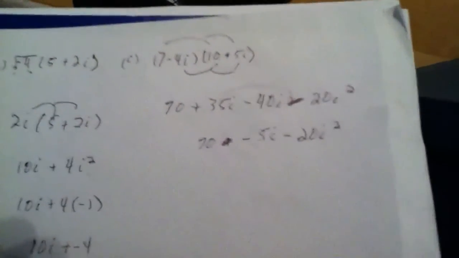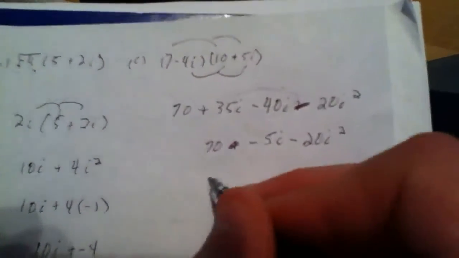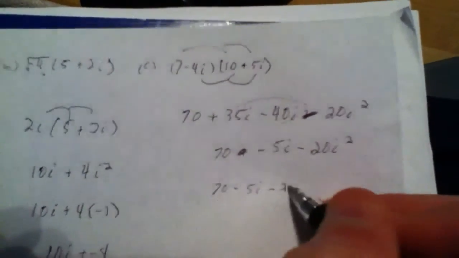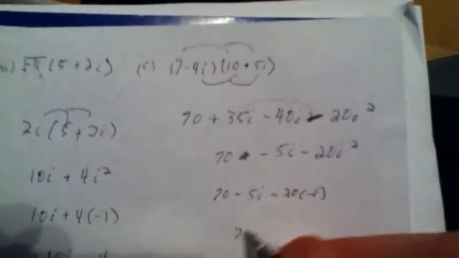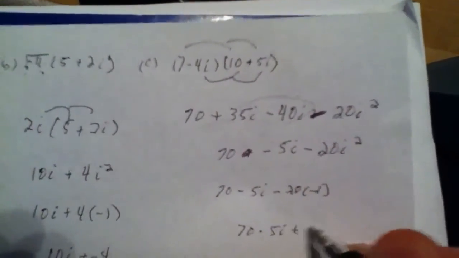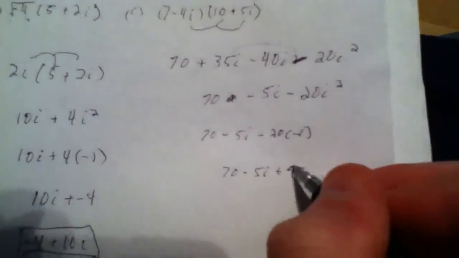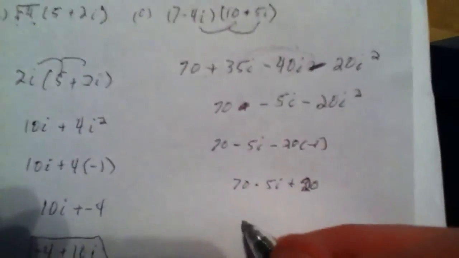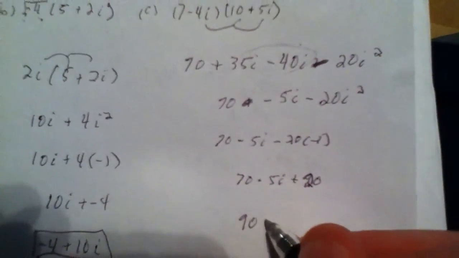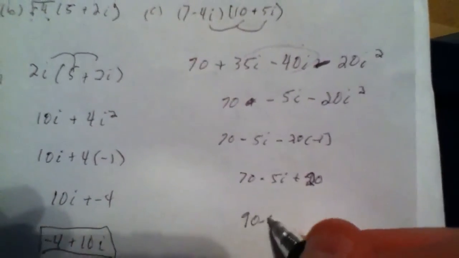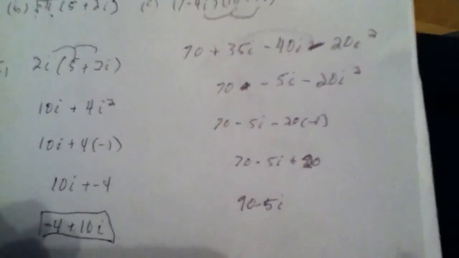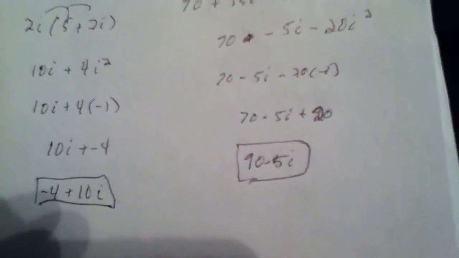And remember that i squared is the same thing as negative 1, so we'll convert that real quick. 70 minus 5i minus 20 times negative 1, so you get 70 minus 5i plus 20. I'm sorry, plus 20, not 90. 70 plus 20 is 90, so 90 is the final answer. And then you get 90 minus 5i. And that's standard form, so you got them all correct.